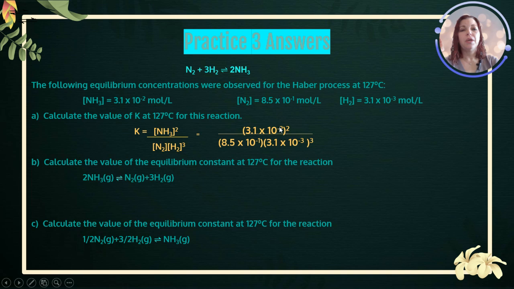So we'll plug in like so, and then we'll go ahead and do the math, and you end up with 3.8 times 10 to the 5th. As a reminder, K is unitless, okay?